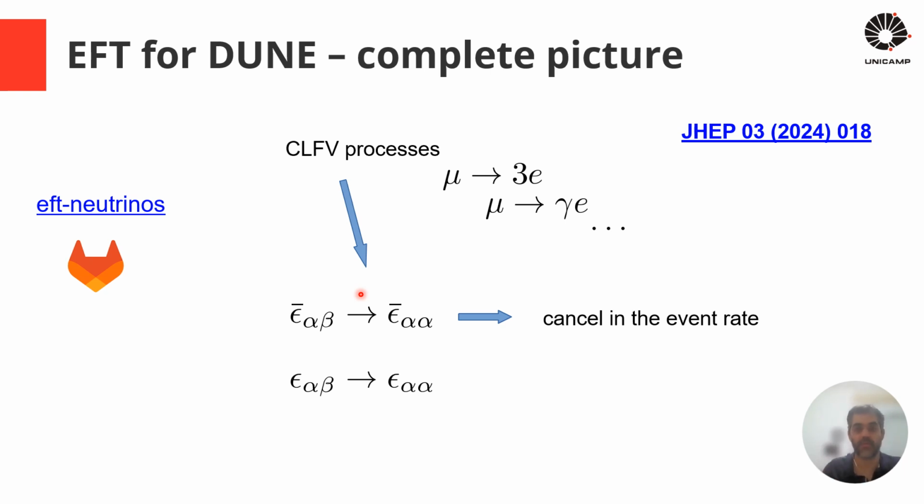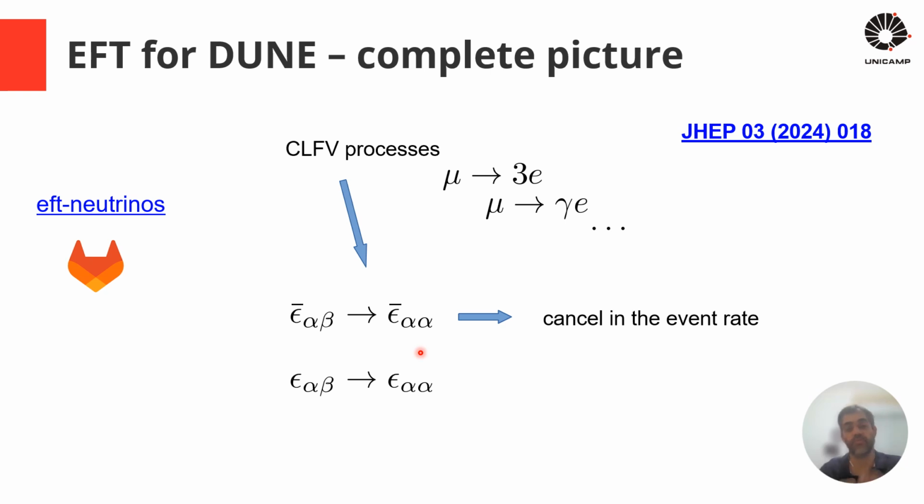And once you have only the diagonal ones, in the production the NSIs will cancel in the event rate that you build for the neutrinos. They just cancel, you don't have anything else. So for the production, the NSIs don't play any role. They are there.